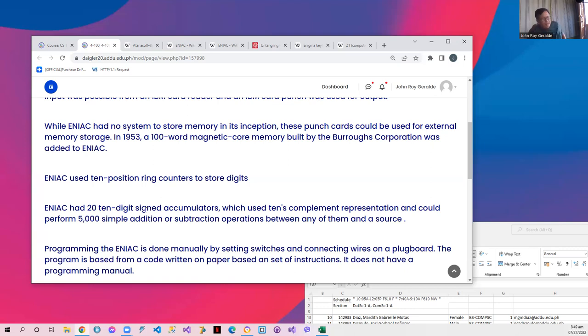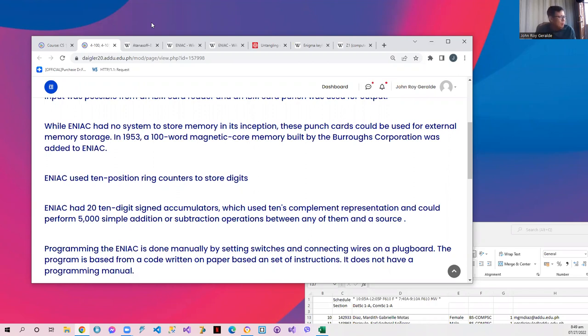Anyone? What is an accumulator? This is very important to remember because we will be using the term again later. Remember that in the design of Charles Babbage, there are two different registers used, ingress and egress, di ba? Ingress is used for input and egress is used for output exclusively, right?